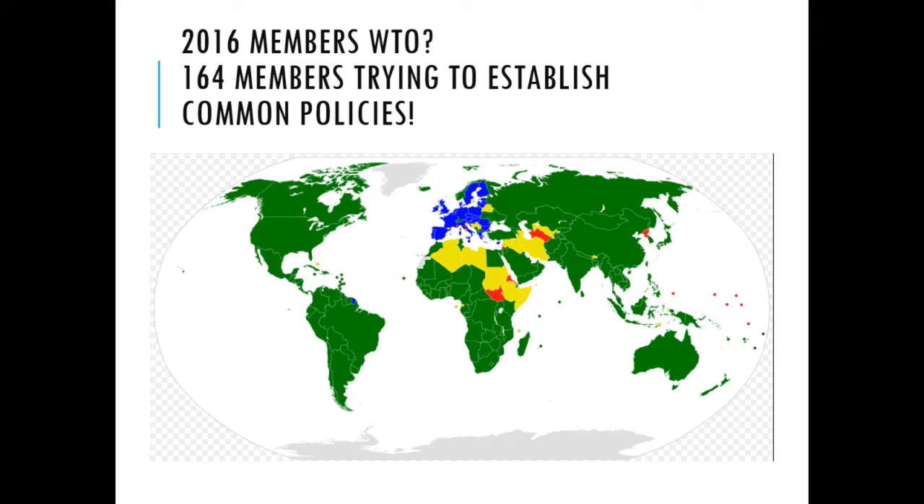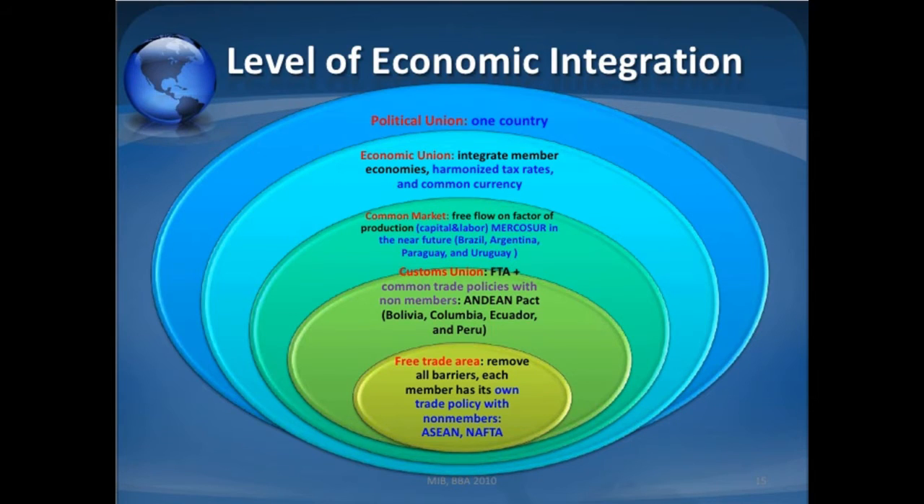Now in July 2016, there are 164 members of the WTO. Green countries are members, blue countries are dually represented by the EU, yellow countries are observers, and red are not members of the WTO. Among other things, participation in the WTO helps in the establishment of a unified and more transparent international trade system. This graph explains the different levels of economic integration.